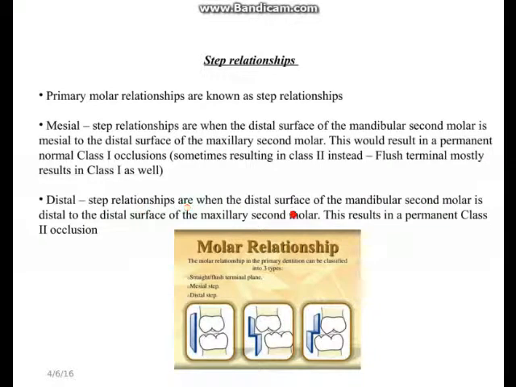Okay, so distal step relationship is when the distal surface of the mandibular molar is distal to the distal surface of the maxillary second molar, and this results in a permanent class 2 occlusion. Like I said again, there are differences from patient to patient. Some are already born with a class 3 step relationship and they just continue to develop into a class 3. Some have perfect occlusion in the primary dentition, but when they develop into the permanent dentition, it's different. So just know what the step relationship is, what the relationship of the molars is, and you'll be fine.